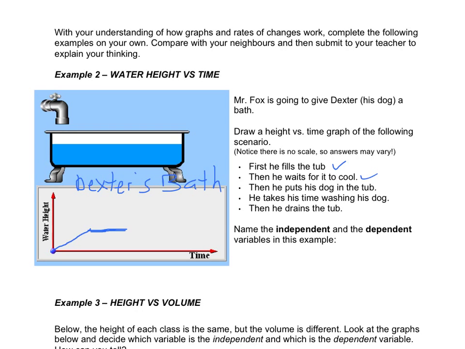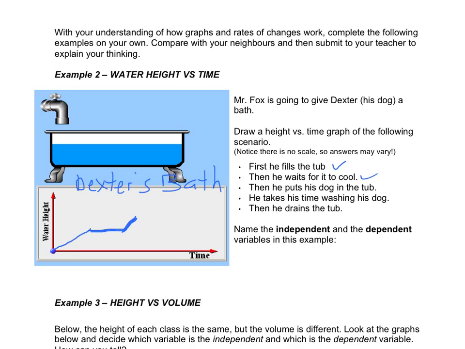Then he puts Dexter in the tub, and as we know, when you place an object into a body of water, the water's going to rise due to displacement. We don't know how big Dexter is, but it's going to rise fairly quickly as we put the dog in. Let's hope he just doesn't drop him real quick. He just gently puts him in, so the water level is going to rise. And then he takes his time washing the dog.